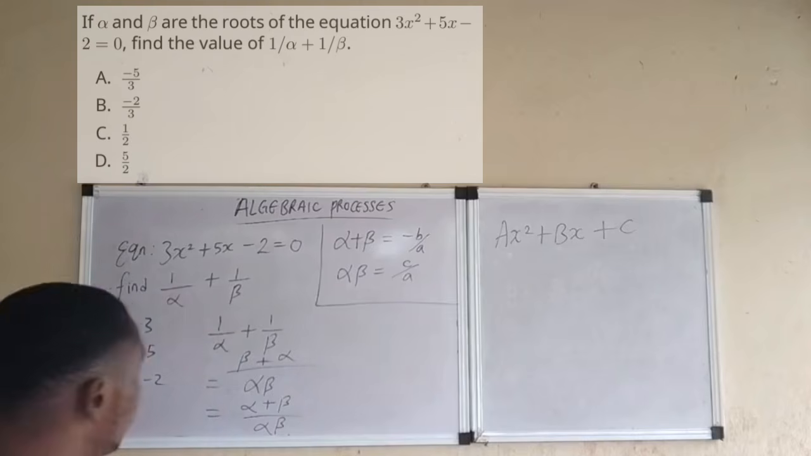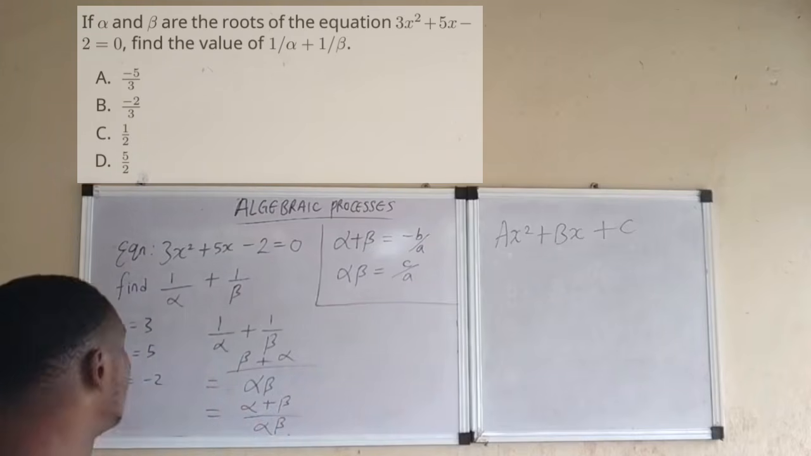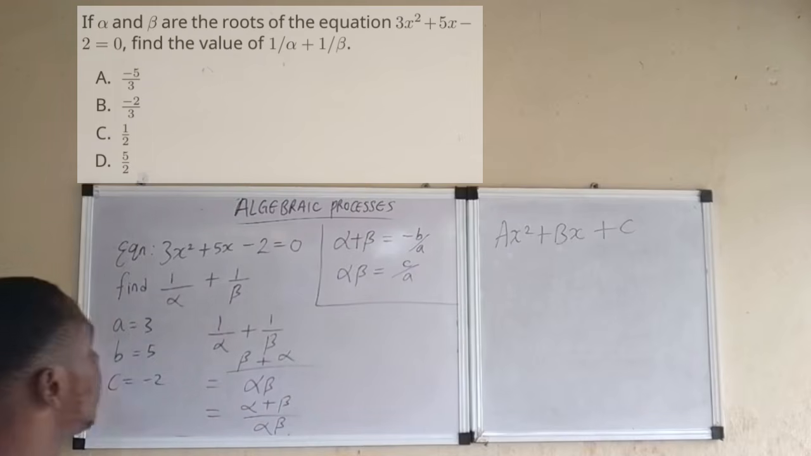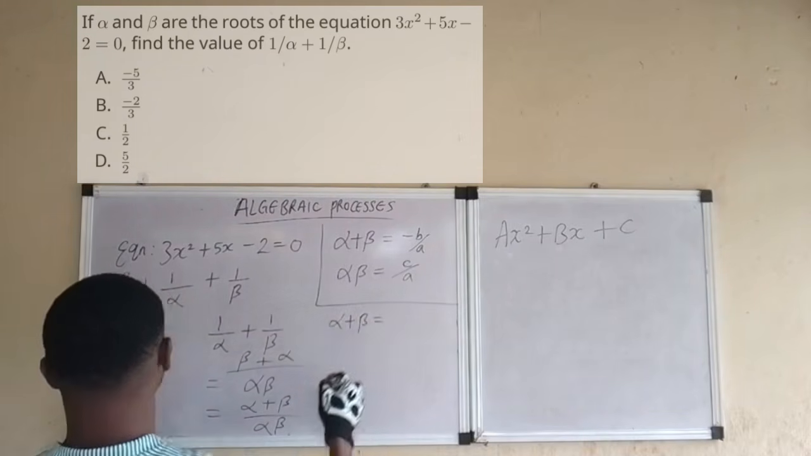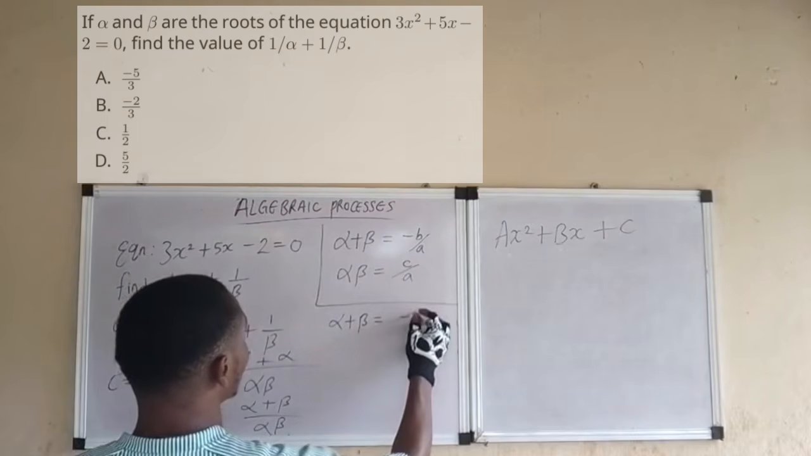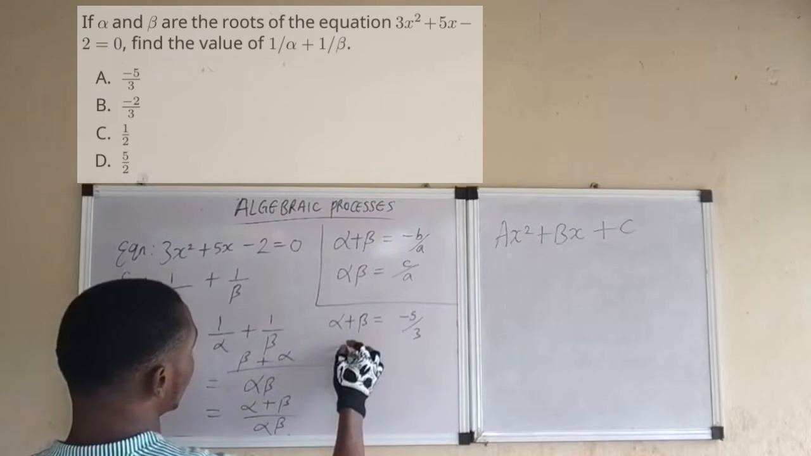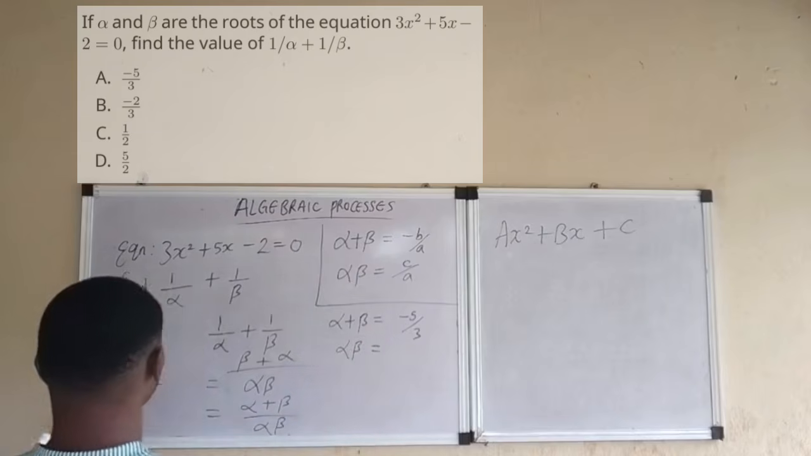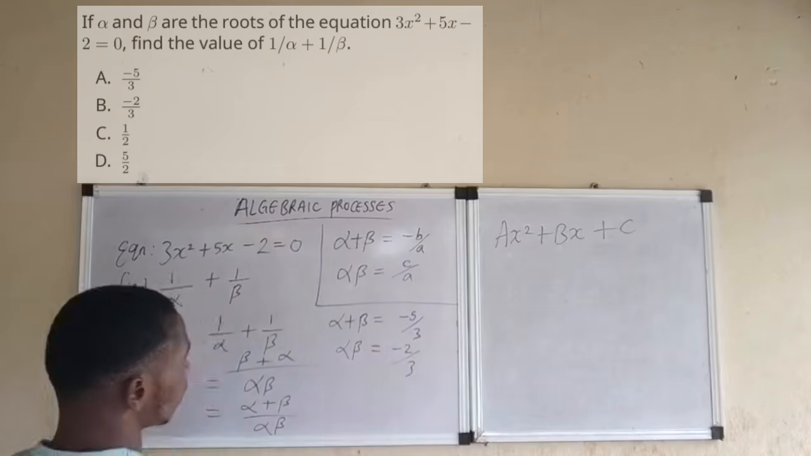Now, what is alpha plus beta? We already established that alpha plus beta is minus b over a. So, what is minus b over a? Alpha plus beta, minus b over a, is minus 5 over 3. And then, alpha beta, which is c over a, is what? Minus 2 over 3. All right?